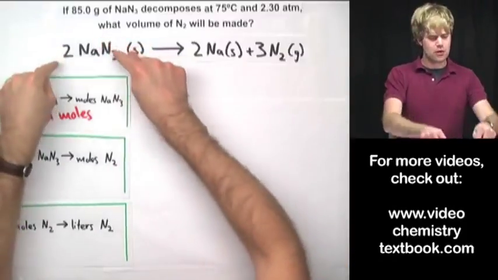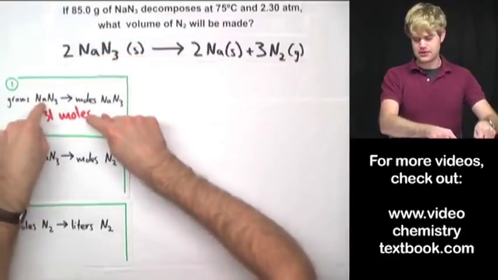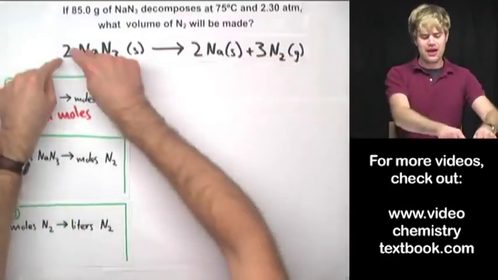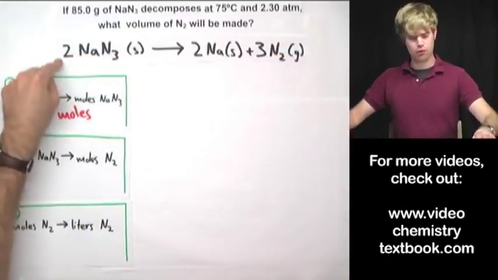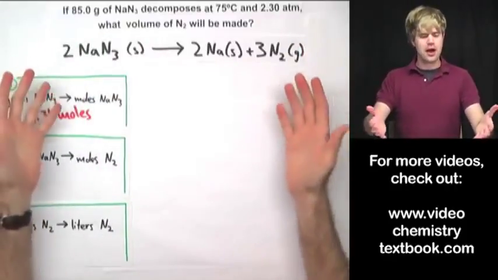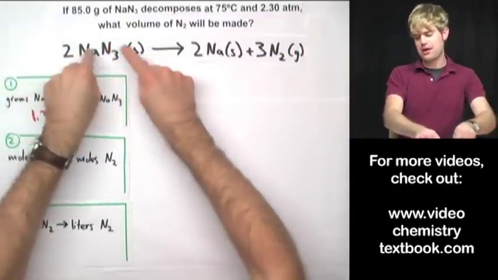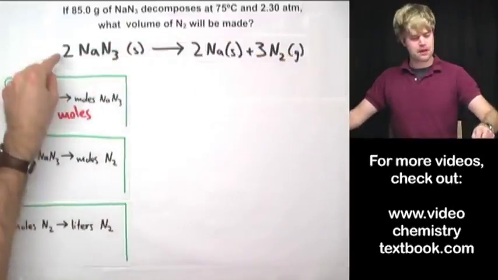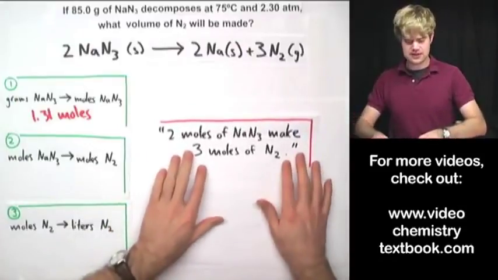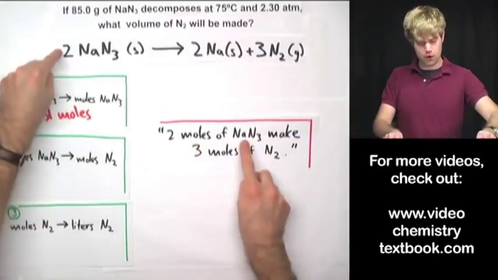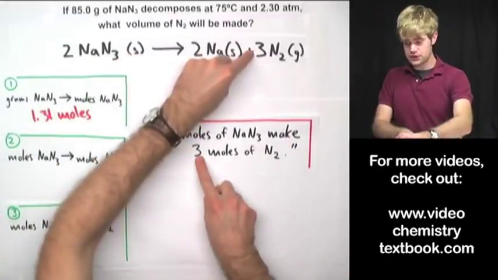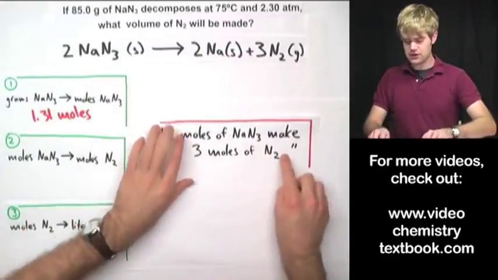Now, we start with 1.31 moles of sodium azide. We want to find out how many moles of nitrogen gas we're going to get. Now we have to use the equation to set up a proportion. Let's take a look at the equation and see what it's telling us about the amount of sodium azide and the amount of nitrogen. This equation, written like this, with a 2 here and a 3 here, essentially says this. It says 2 moles of NaN3 make 3 moles, see the 3 there, of N2.